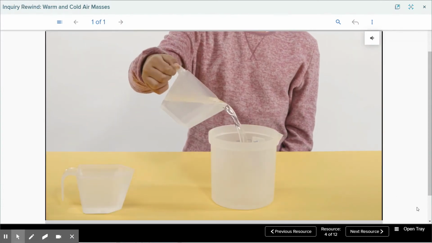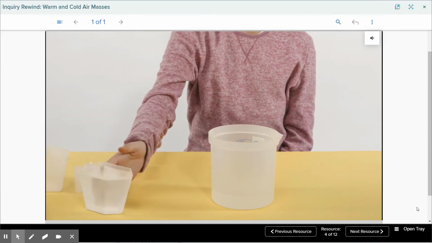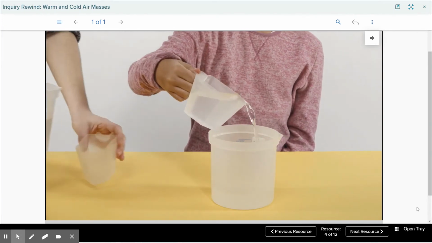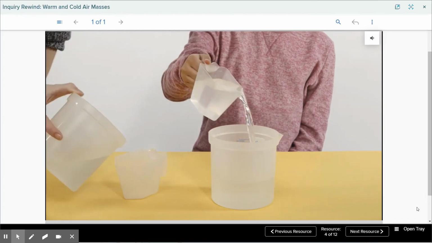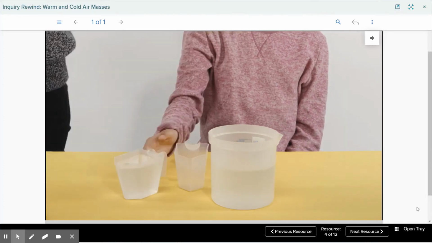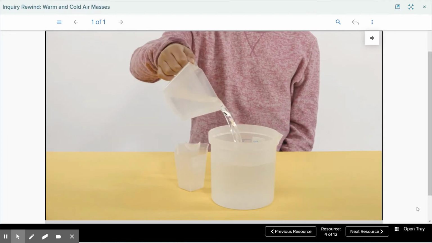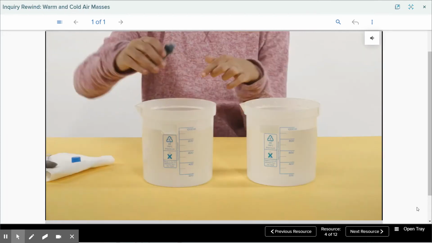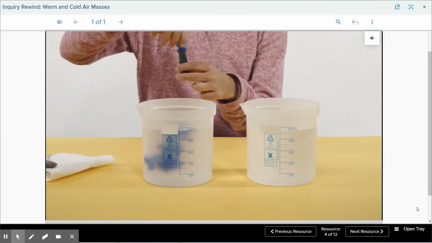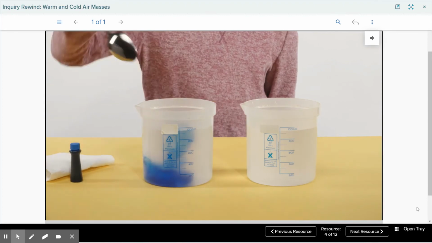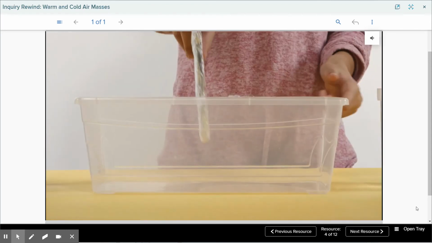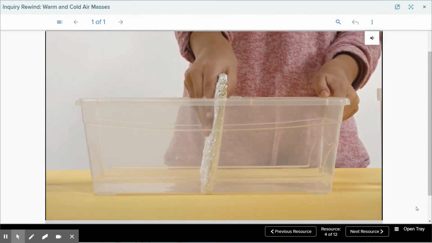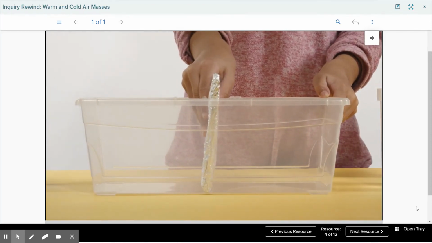Next, you'll repeat the experiment using water of the same temperature. Follow your teacher's instructions when refilling your measuring cups. Fill each container with 4 cups of water. Then put 3 drops of blue food coloring in one of the containers. Place the cardboard into the bin the same way you did the last time.